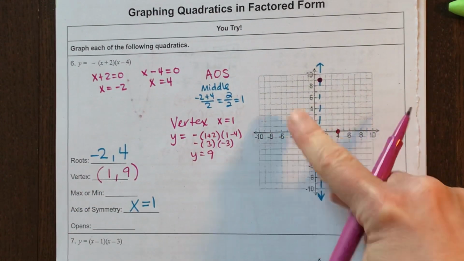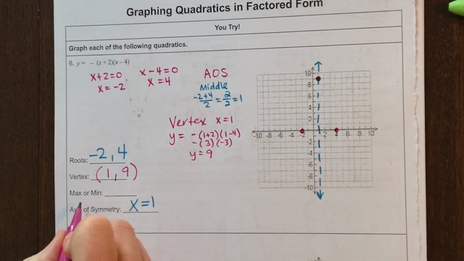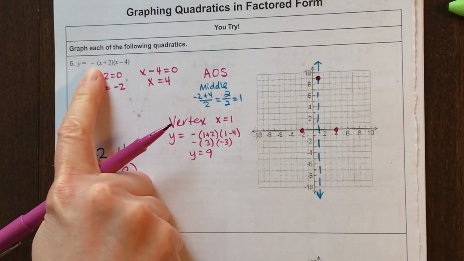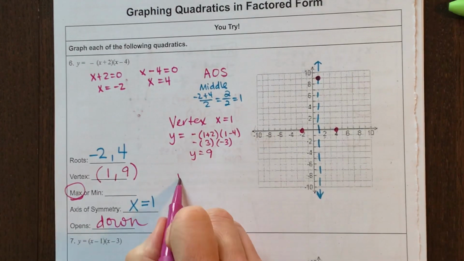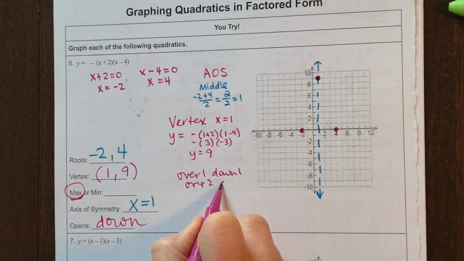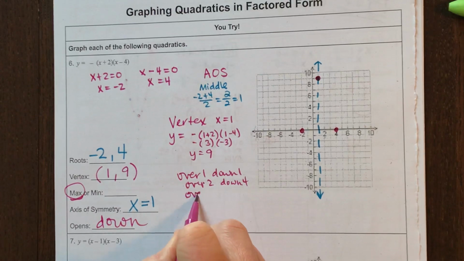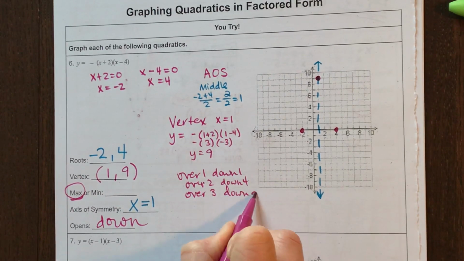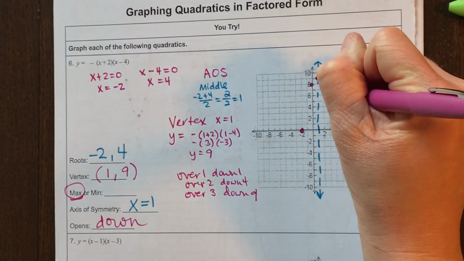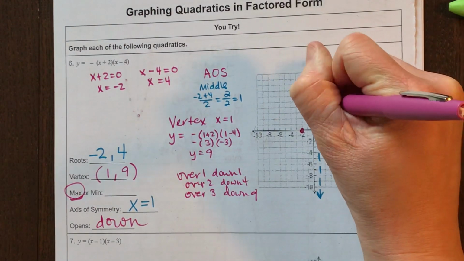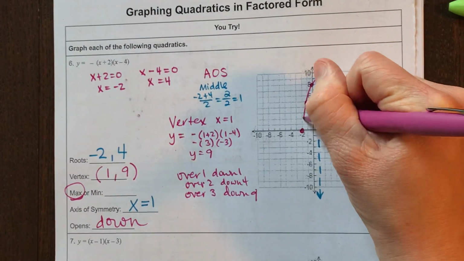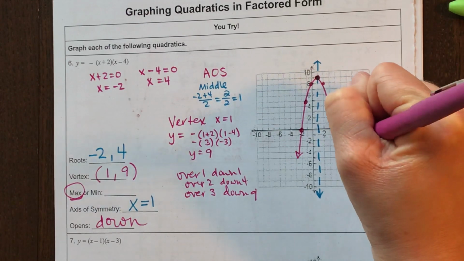This is going to open down to reach those intercepts. So I'm going to put max here and open down. Now if my a is -1, I'm going to go over 1, down 1, over 2, down 4, and over 3, down 9. Over 1, down 1, over 2, down 4. And that will match symmetrically on both sides, and then I already have the third one down with my x-intercepts. Not too bad.